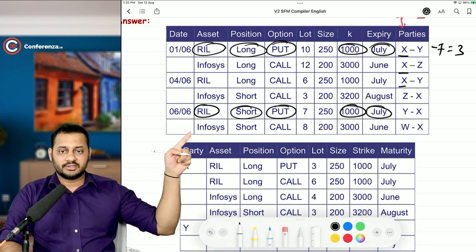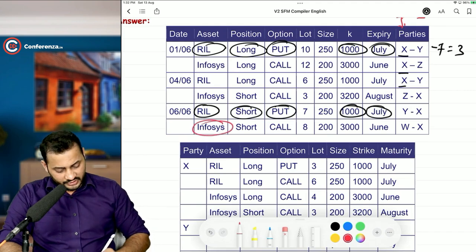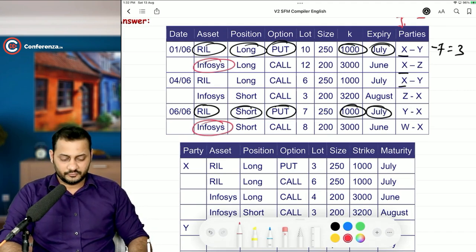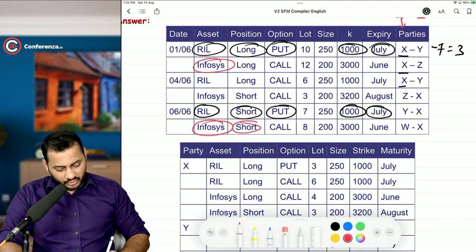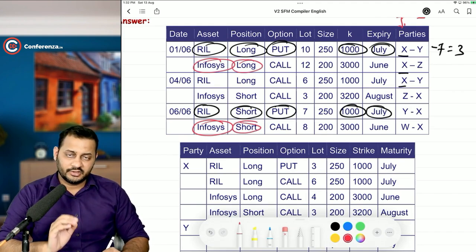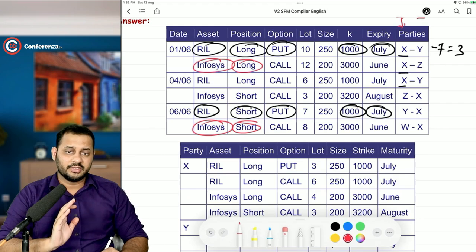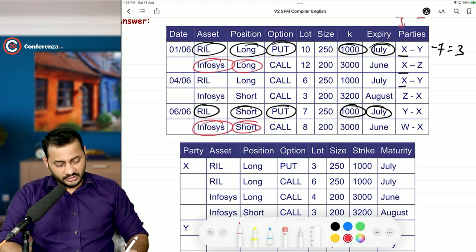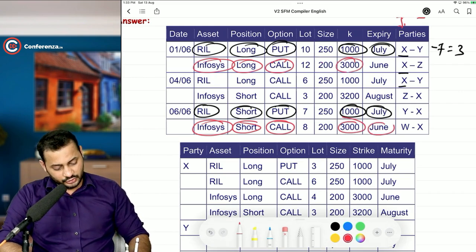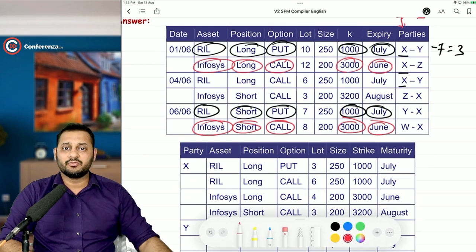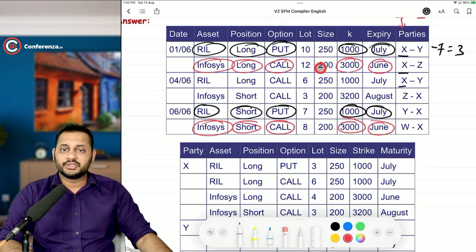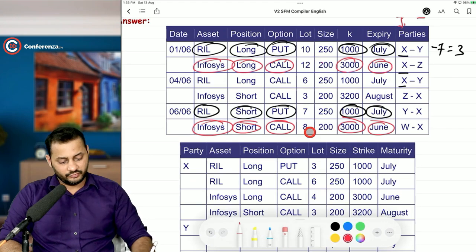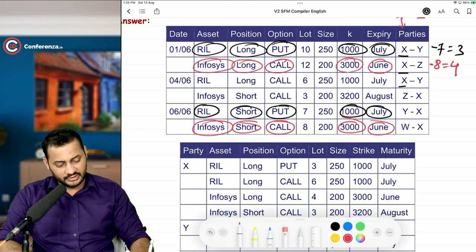Again, let's compare the second part. Infosys. Short and long. That means there is a possibility, not confirmed yet, that we can set off both of them. Call. Good. 3000, 3000, June and June. Everything is matching. That means what? We purchased 12 call options of Infosys and now we are selling short 8 call options out of that. So 8 will get reduced and 4 will be the balance.